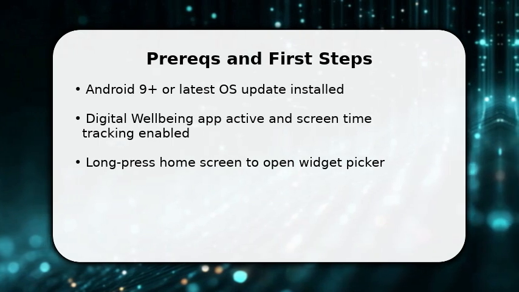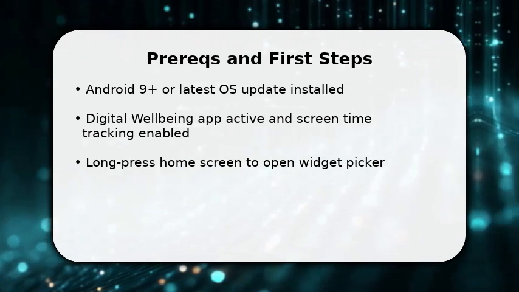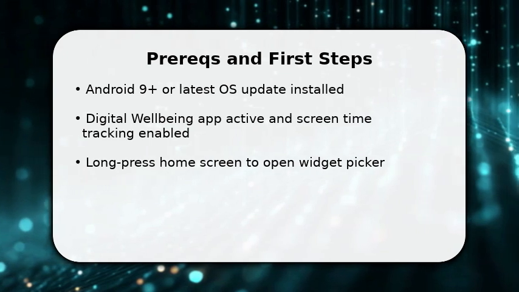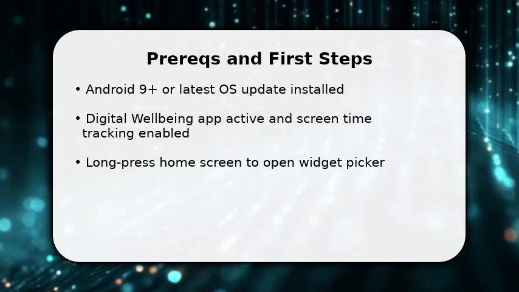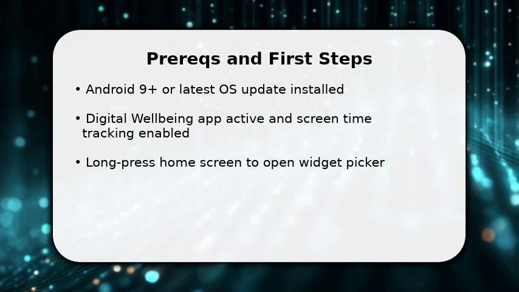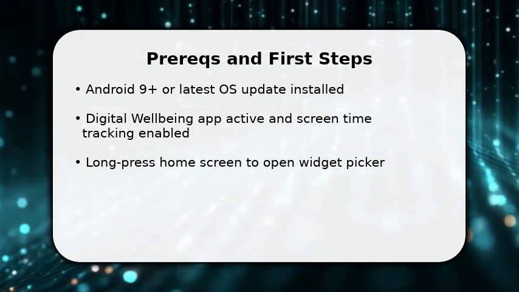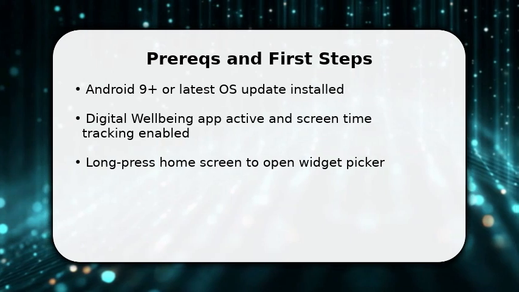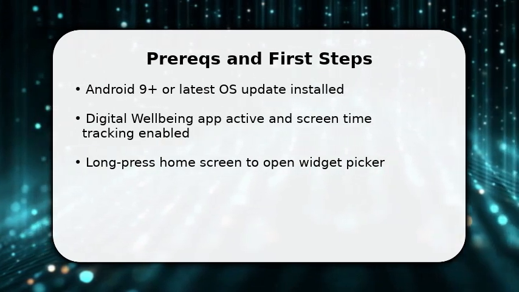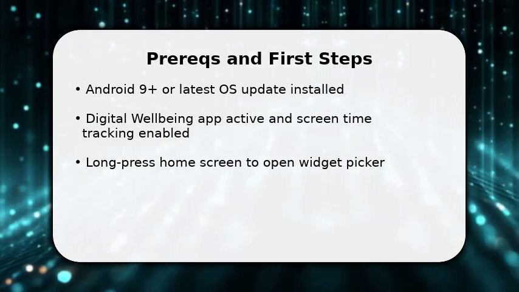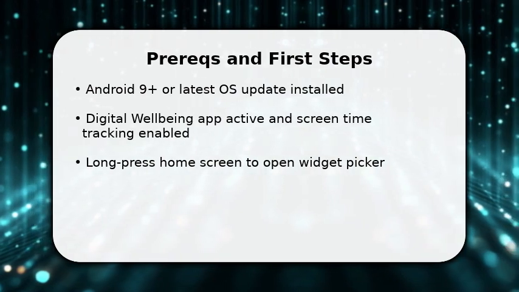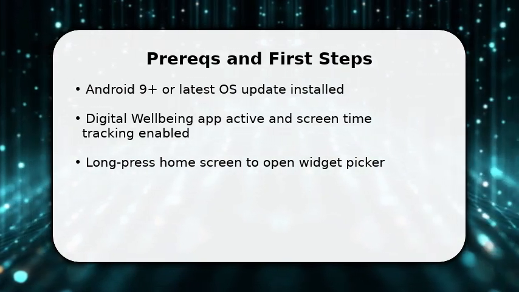Long press an empty area on your home screen to open widgets. While the picker appears, scroll to find Digital Wellbeing or Focus mode widgets. These are the only system widgets that expose screen time summary. Tap and hold the widget, then drag it to your chosen home screen panel. This places a live summary tile so you can see usage at a glance without opening the app.